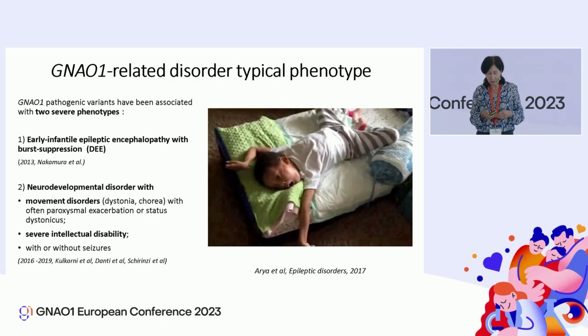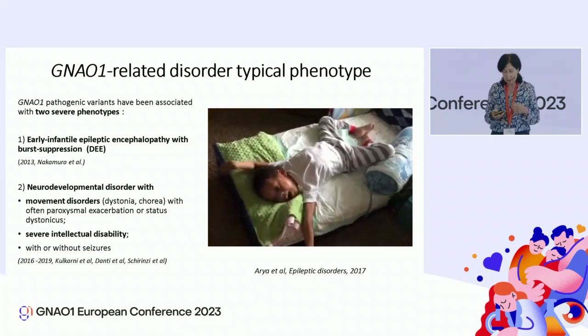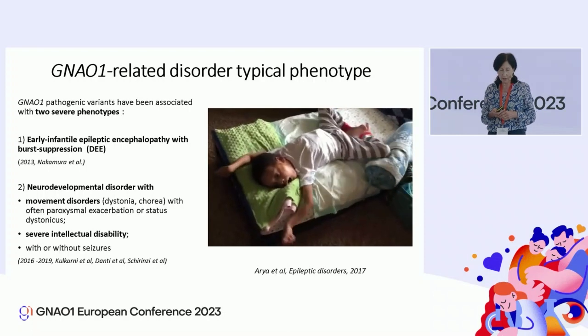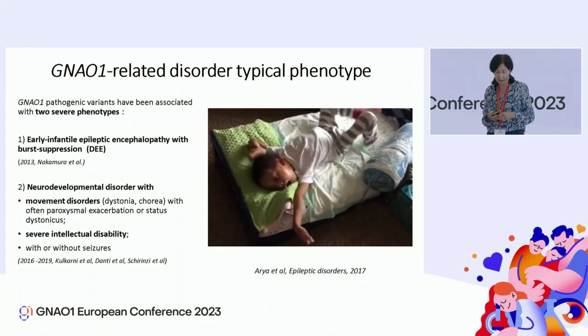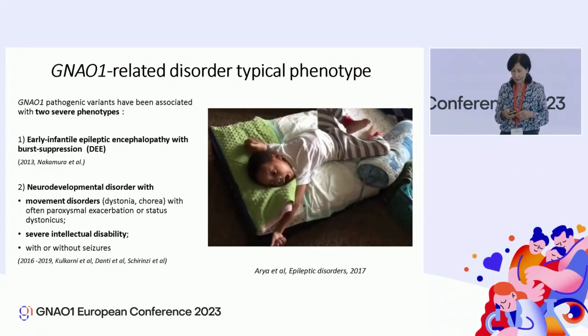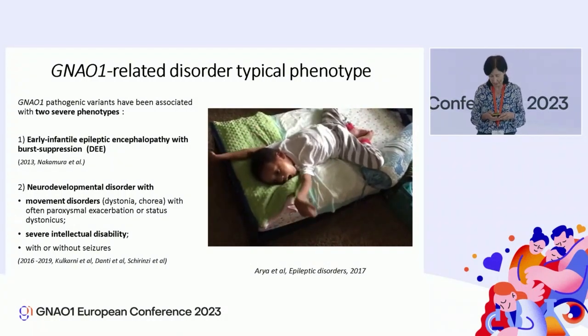And the other one, presented by several authors, is a neurodevelopmental disorder with movement disorder, dystonia or chorea or both, with often paroxysmal exacerbation or status dystonicus, as we can show in this video, associated with severe intellectual disability with or without seizure. This boy presented a severe phenotype with hypotonia, dystonia, and seizure.